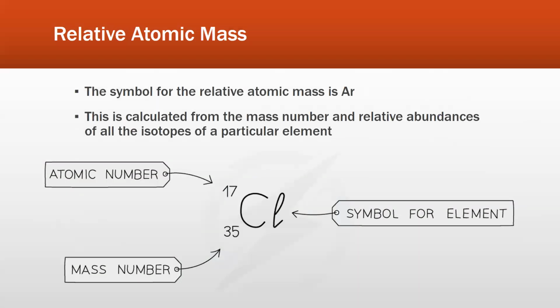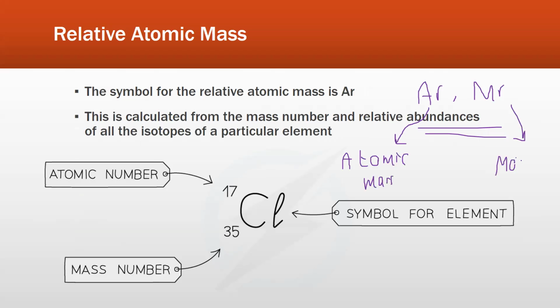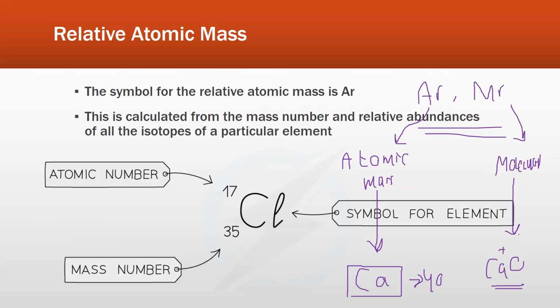What is the difference between AR and MR? Can you tell me? AR is relative atomic mass, and MR? MR is molecular mass. Good. For example, if I ask you what is the mass of calcium? Calcium is an atom, तो इसका atomic mass क्या है? 40. But if I ask you what is the mass of calcium oxide? अब calcium oxide is a molecule. Calcium plus oxygen, ठीक है ना? तो फिर इसका MR होगा, which would be 40 plus 16. Got it?